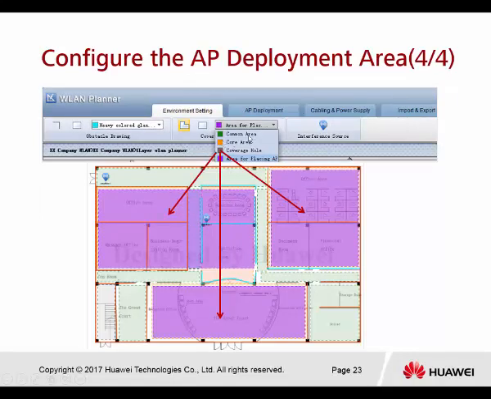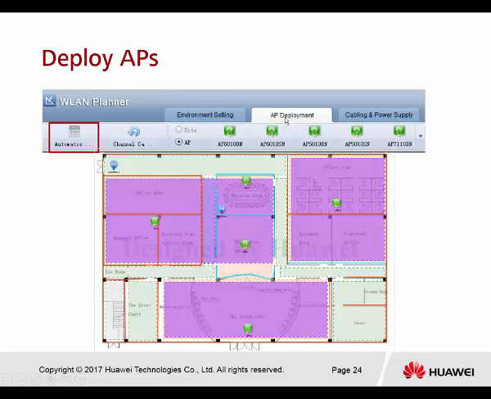So after everything is done, you can go to the AP deployment here and do the auto AP deploy. Like this, you go to the AP deployment and select automatic. So this result will come out. The purple color area is the area that allows the system to put the AP in. So it will help you do some calculation and put some recommended areas to deploy the AP.